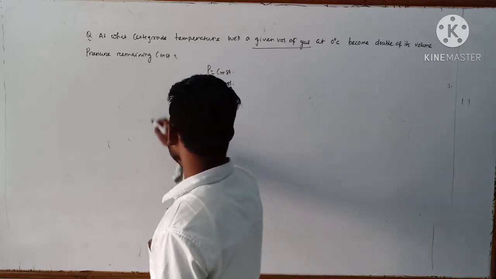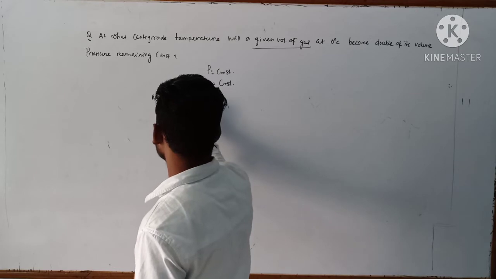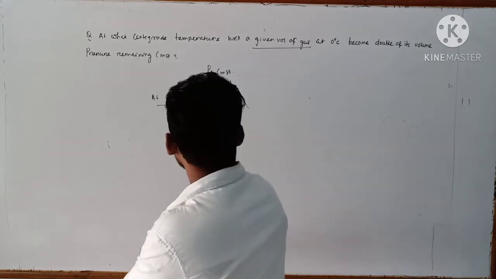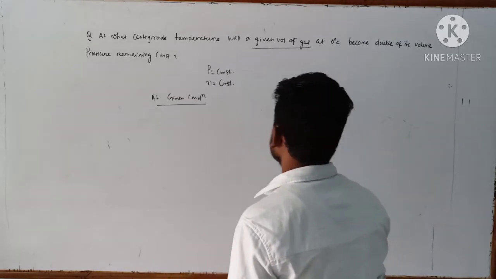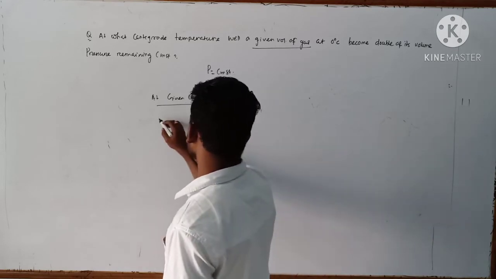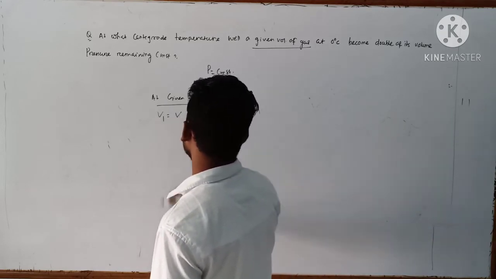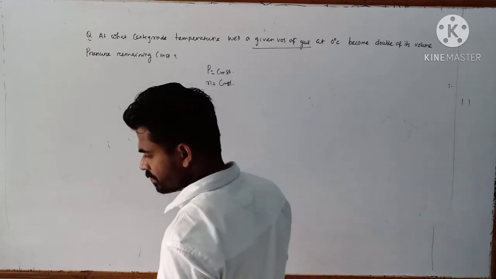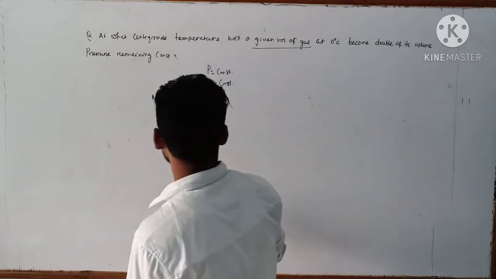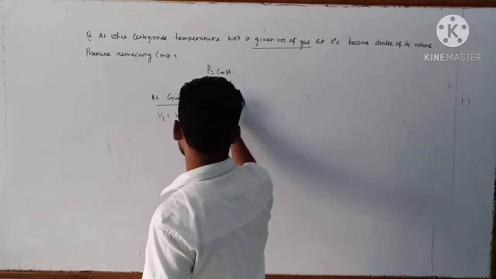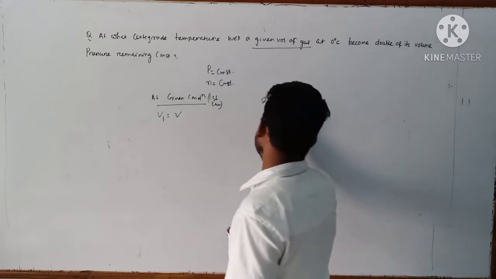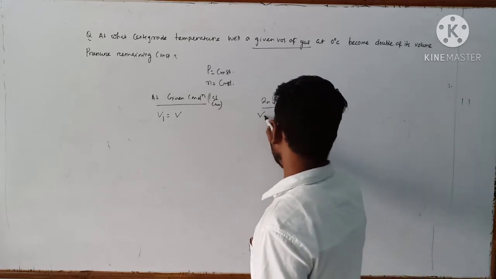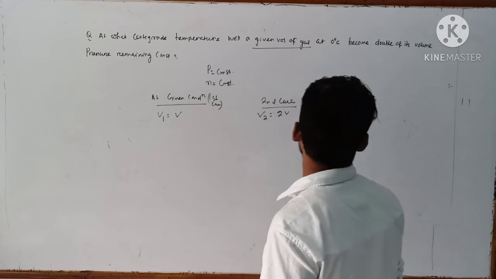So first one, that is at given condition. What are the conditions given over here? Volume at 0 degree centigrade, let's say V. So V1 I can say is V. Become double of its volume. So this one is first case at given condition, and the second case, very easy, you see. The volume becomes doubled, so I can write V2 is equal to 2 into V.